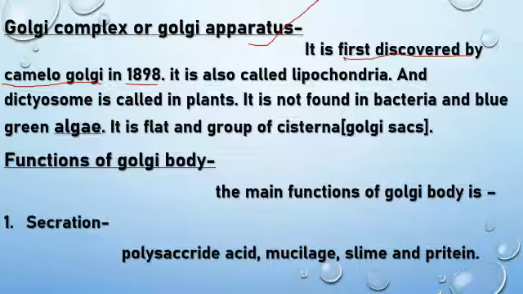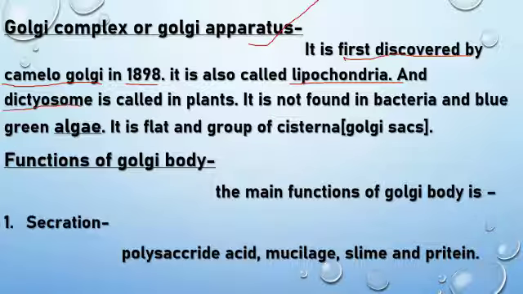1898. And what's the second name of the Golgi complex? The Golgi complex's second name is the lipochondria. So the Golgi complex is also known as the lipochondria. And its next name is the dictyosome.